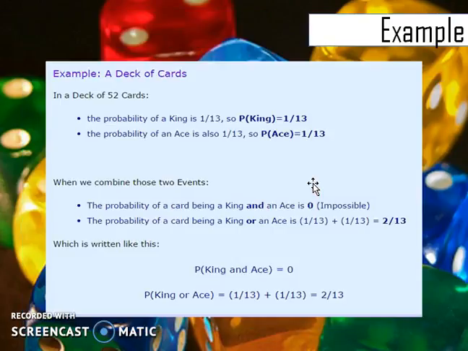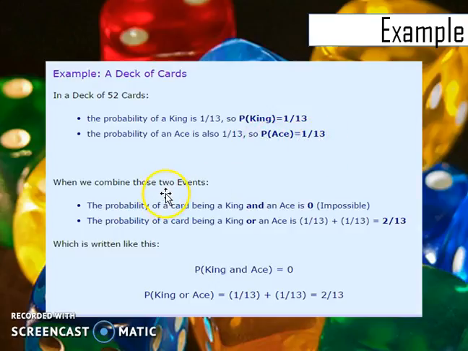Here is an example on mutually exclusive events. We have a deck of cards. In a deck of 52 cards, the probability of a king is 1 over 13. So the probability of king is equal to 1 over 13. The probability of an ace is also 1 over 13. So the probability of ace is equal to 1 over 13.